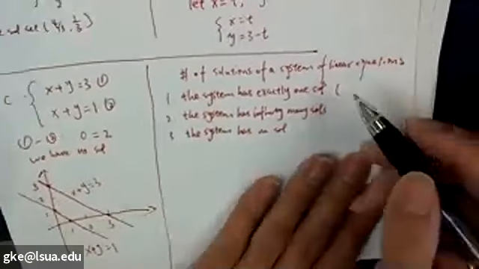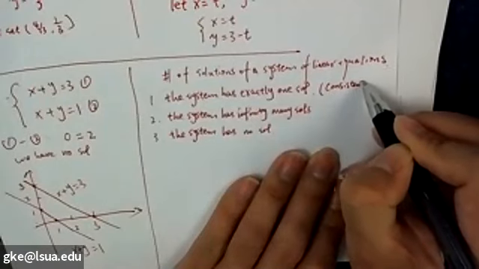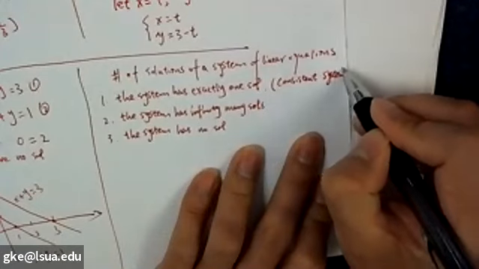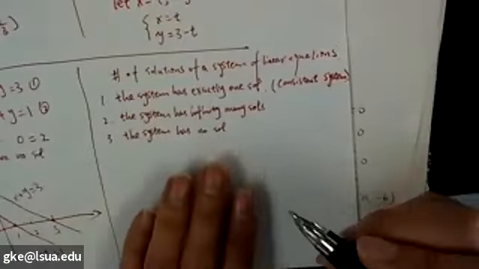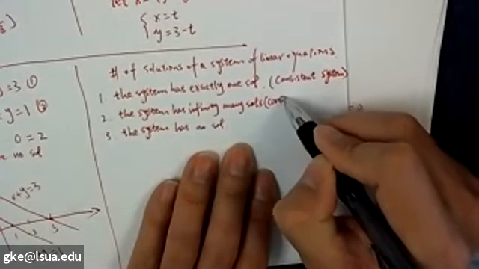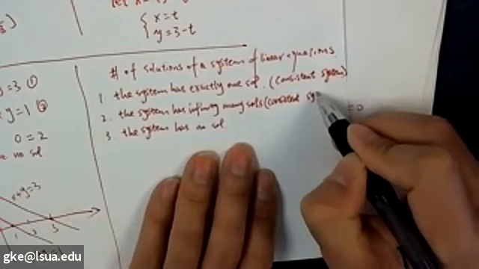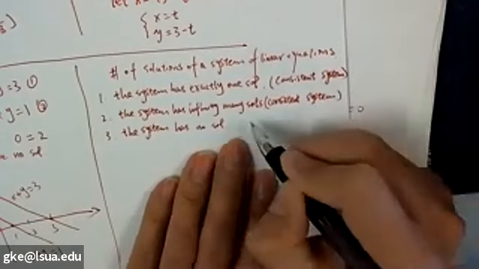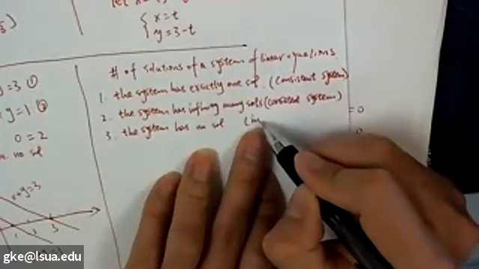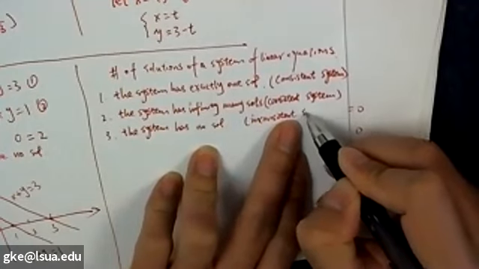The first two we call a consistent system. And the last one we call an inconsistent system.